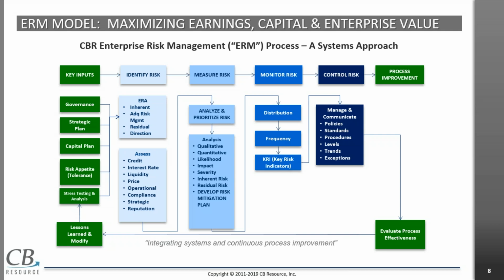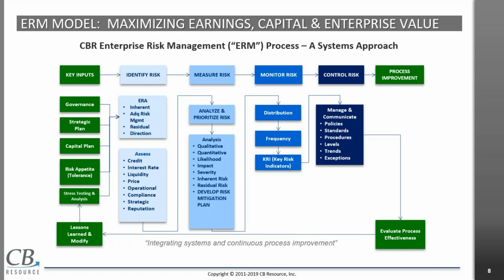For the purposes of this discussion, we'll talk about risk categories from a perspective of credit risk, interest rate risk, liquidity risk, price, operational, compliance, strategic, and reputation. But it could also be mortgage risk. It could be trust. It could be insurance. It could be payment systems, and it could be the products and solutions that fall within each of those key risk categories. But that's your risk identification system.